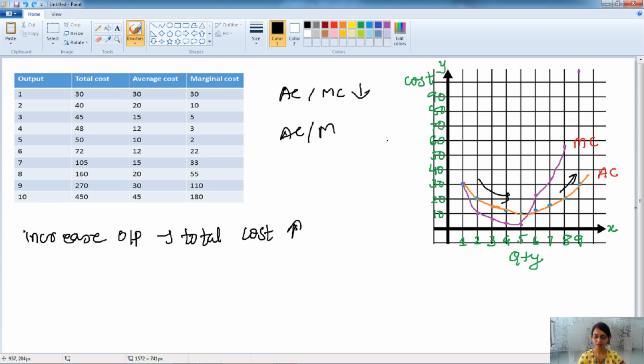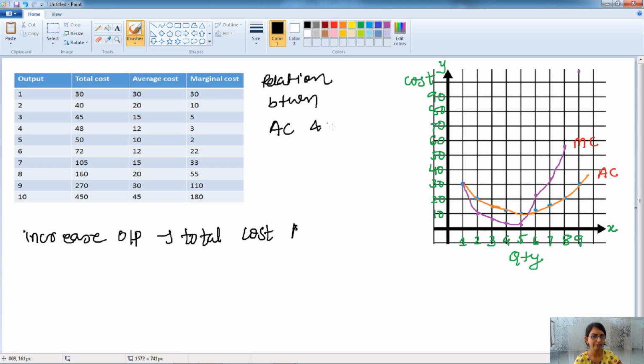But what's the relationship between the average cost and the marginal cost curve? Relation between average cost and the marginal cost curve. Here the marginal cost and the average cost curves are shown. Let's understand this with the help of the graph or the table.